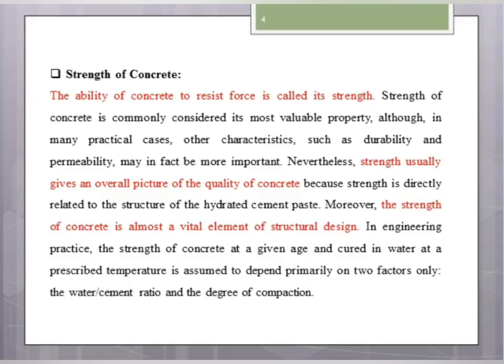As we go for a higher water cement ratio, that is 0.5, 0.6, 0.7, whatever, the strength will reduce. Whereas if you go for a lower water cement ratio like 0.4, 0.35, 0.3, 0.28, you will get the higher strength. So that's why the water cement ratio and the degree of hydration and compaction are the main parameters for the strength.